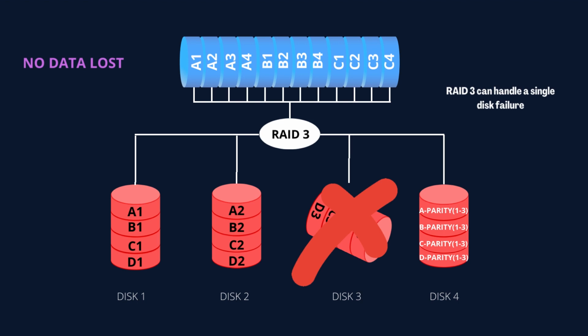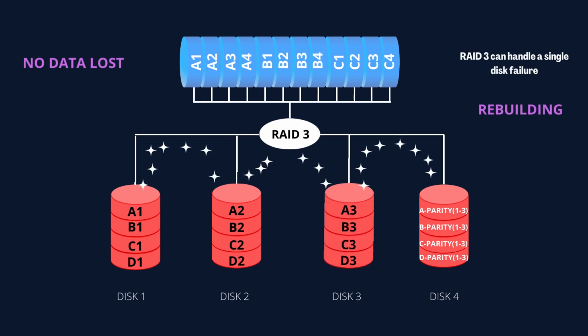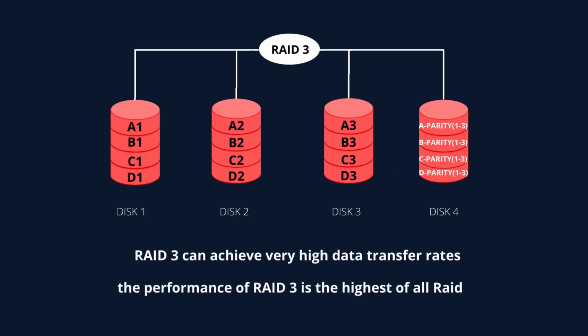If one of the disks fails, the data will not be lost because RAID 3 can handle a single disk failure. The failed disk will be replaced and rebuilt, and the entire contents of the failed disk will be regenerated on the new disk. Consistency of the parity must be maintained for later regeneration. RAID 3 can achieve very high data transfer rates, and the performance of RAID 3 is the highest of all other RAID.